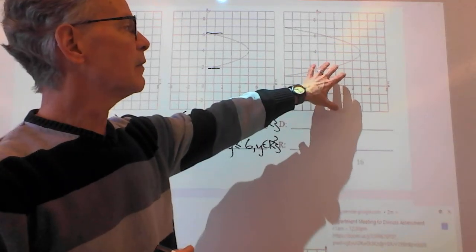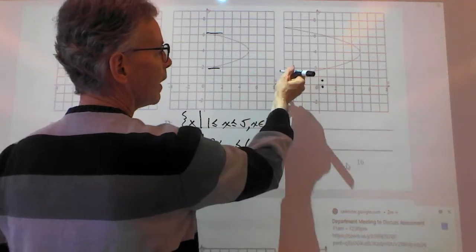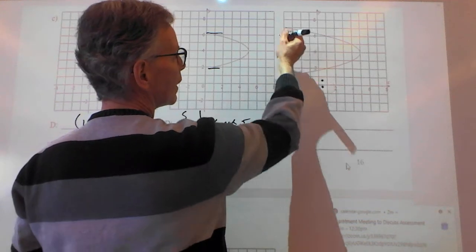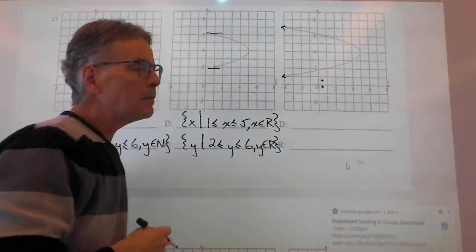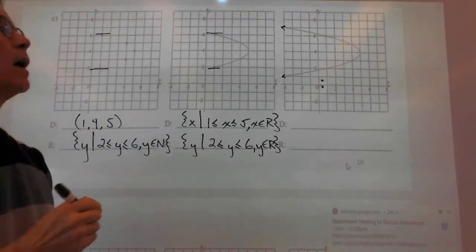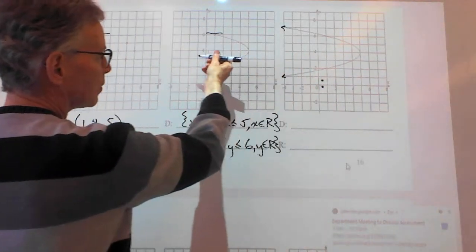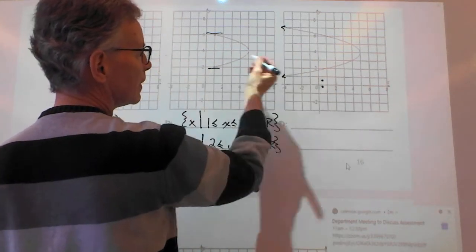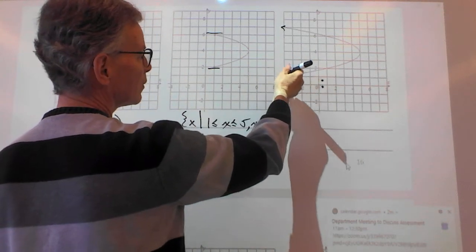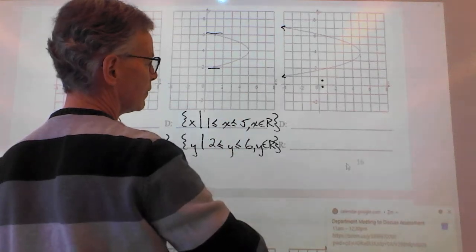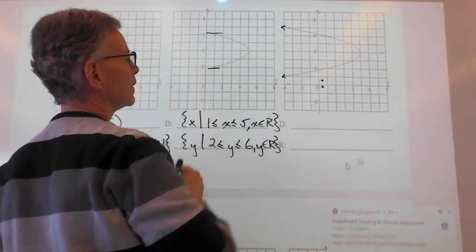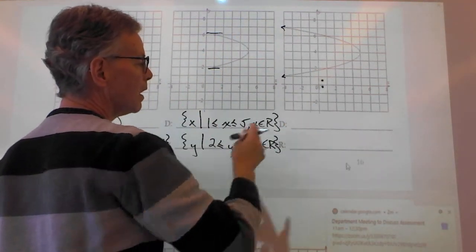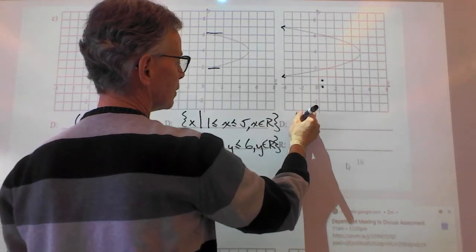This one is only different in that you'll notice this line goes right to the edge of the graph. What that means is it goes all the way to infinity, both to the left, and as you can see, it's sloping down, so it's going to go all the way to infinity down, all the way to infinity up. Let's do the domain first.